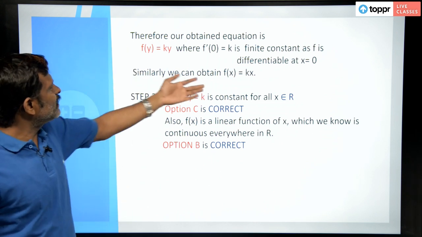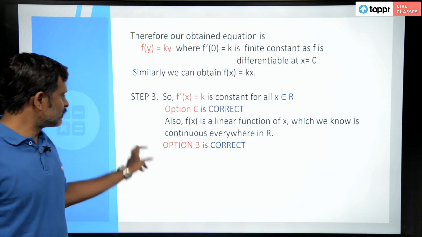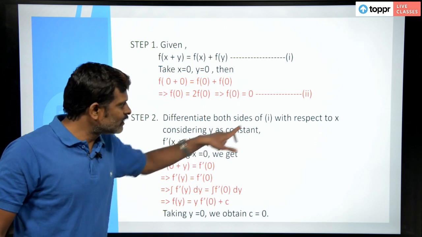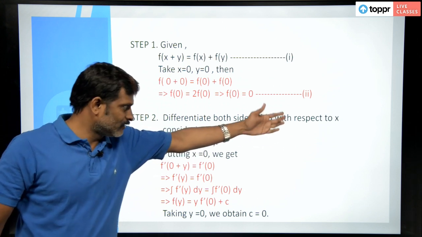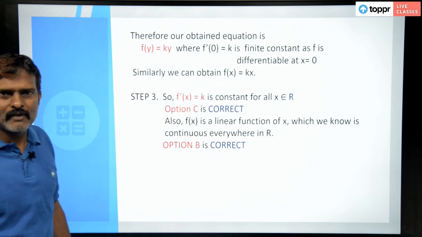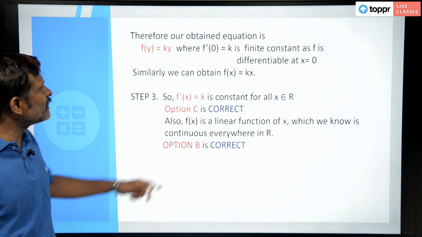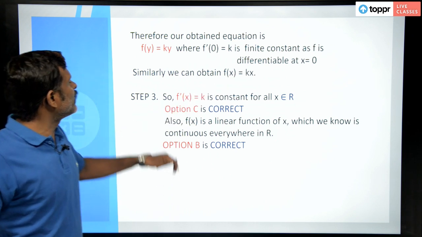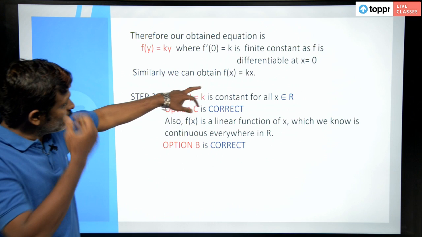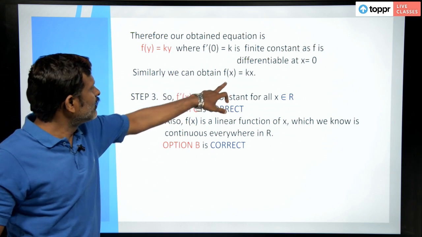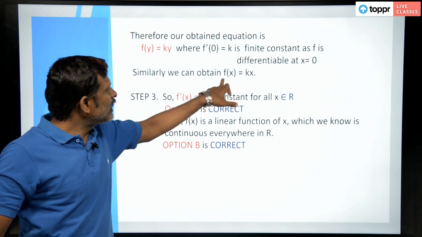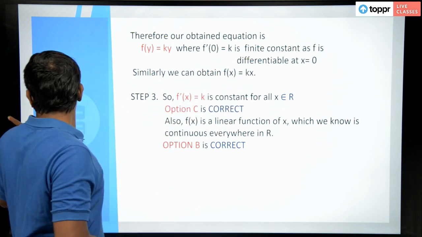Similarly, we can say f of x is also equal to kx, means if I take y as a variable and x as a constant, I get to this equation, right. So, if you look at this, f of x is equal to kx and f of y is equal to ky, right. Now, f dash of x, if I differentiate here, what am I getting? Simply k, right.